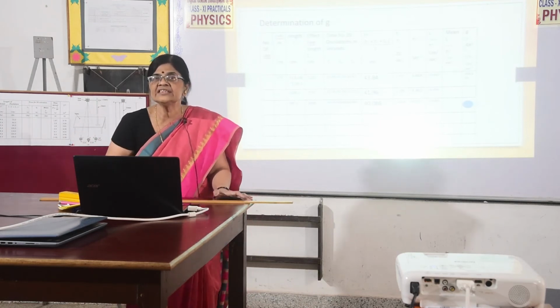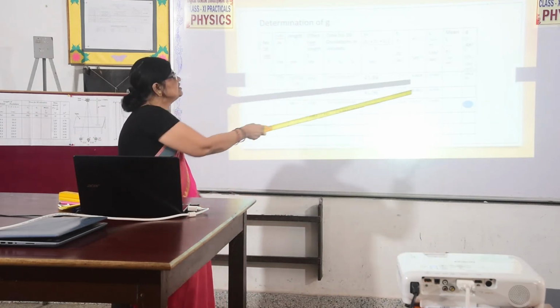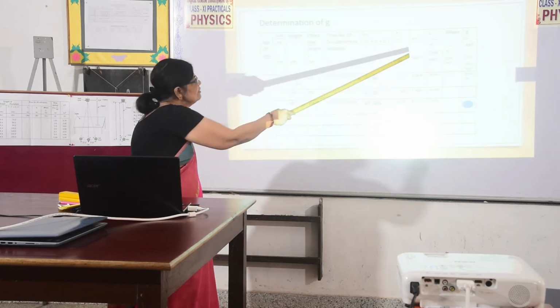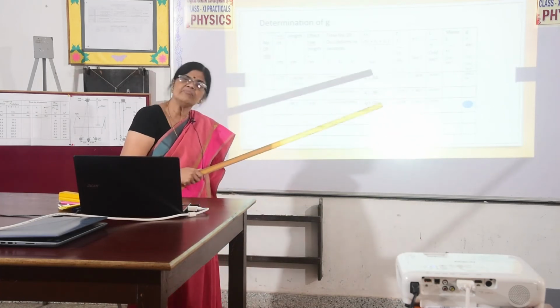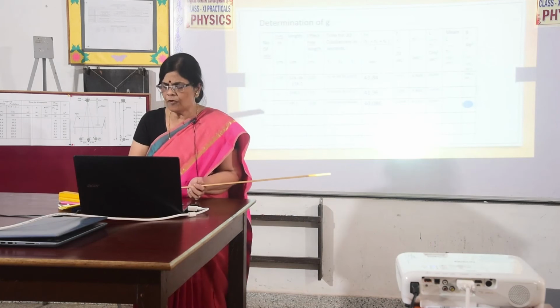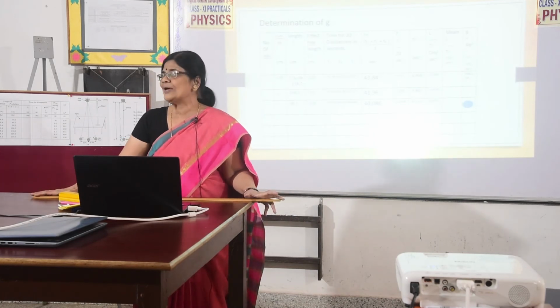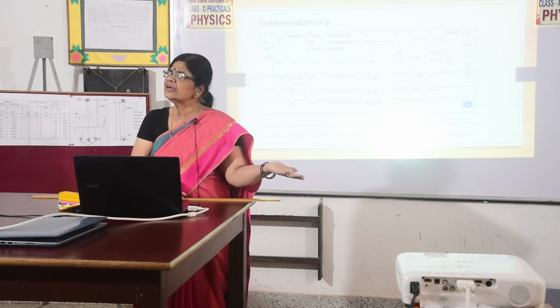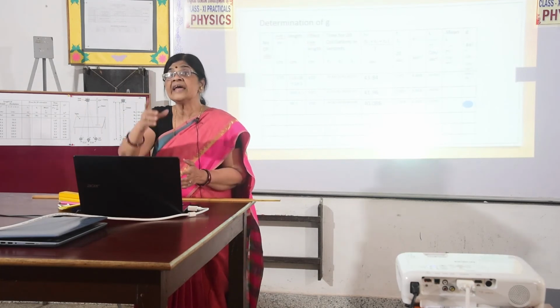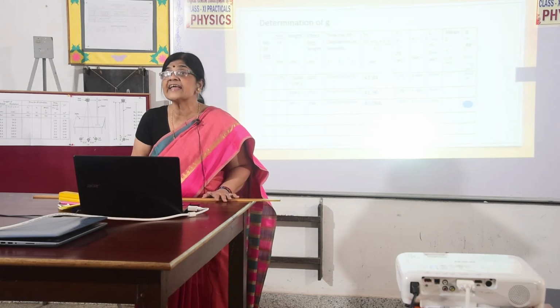So it's not necessary that you calculate g for each one. No. You will calculate L by T square, then the mean L by T square multiplied by 4 pi square gives you g. But the aim of your experiment is to plot an L versus T square graph. Then from the graph you can calculate g by the slope method, and hence find the effective length of the seconds pendulum.